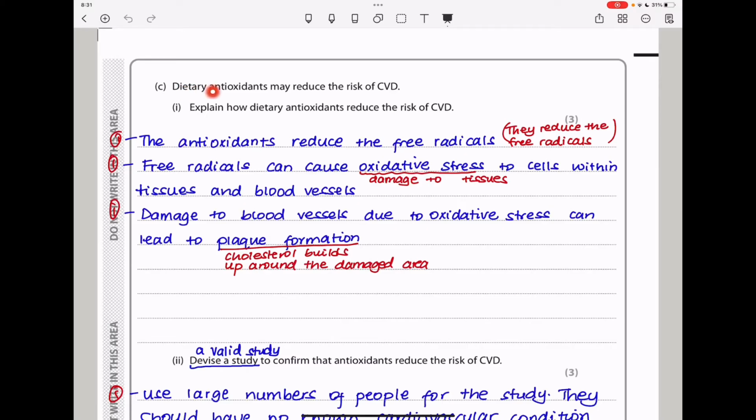Here they say dietary antioxidants may reduce the risk of CVD. Explain how dietary antioxidants reduce the risk of CVD. Now, antioxidants are good at removing free radicals. These free radicals cause oxidative stress. In this case, they will cause damage to tissues, and if that damage occurs in the blood vessels, there is a risk of formation of plaque due to cholesterol building up around the damaged area within the blood vessel.